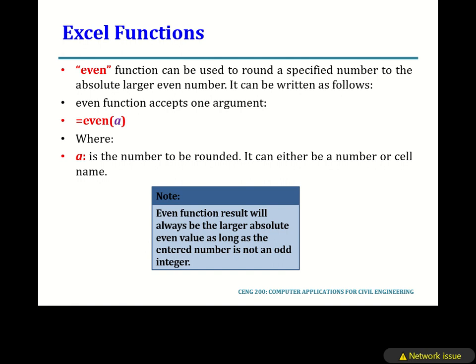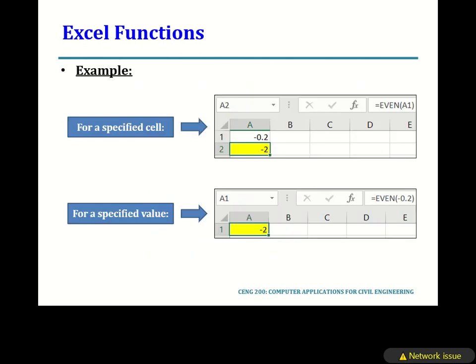If I apply it to 3, the answer will be 4. The next even number is 4. If I apply it to 2.2, the answer is 4 again. Just the next even number. If I put 4 in the bracket, the answer is 4 because 4 itself is an even integer. So for even and odd, if the number inside the bracket is already an integer matching the function, the answer will be the same. And you can see the examples.